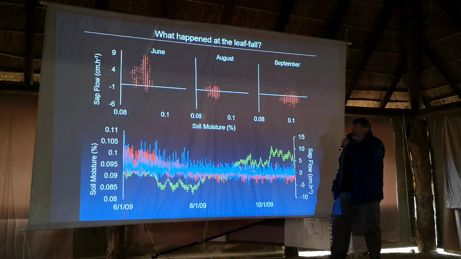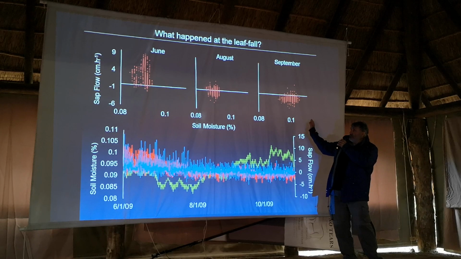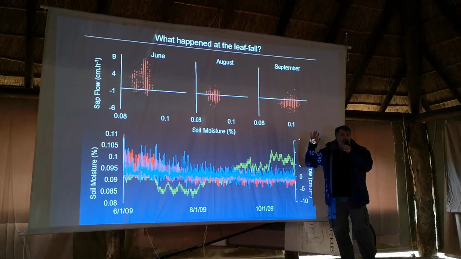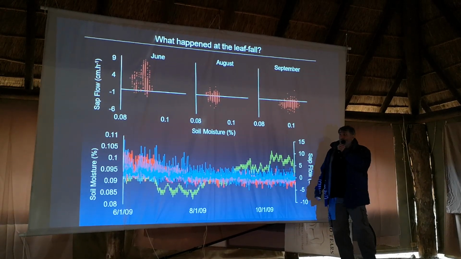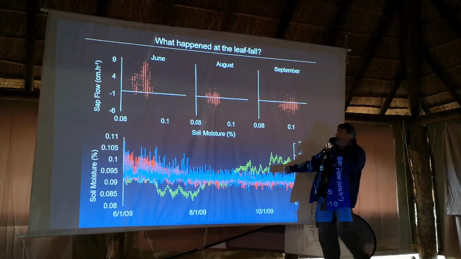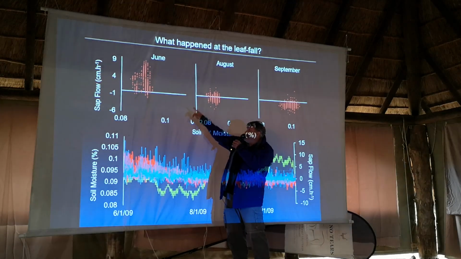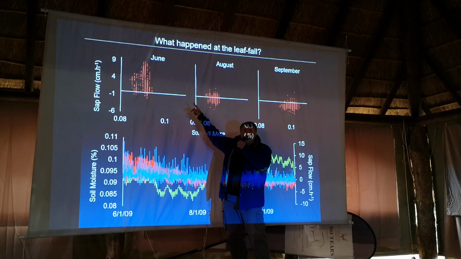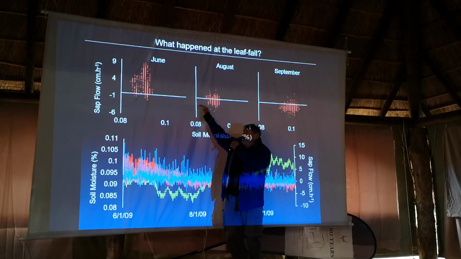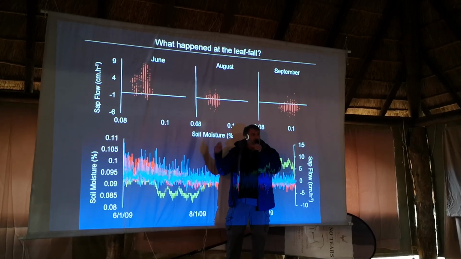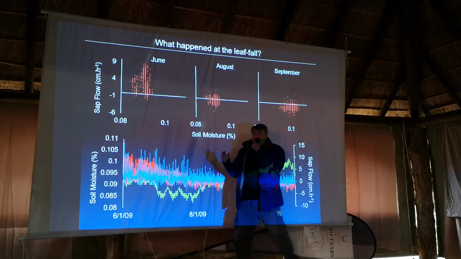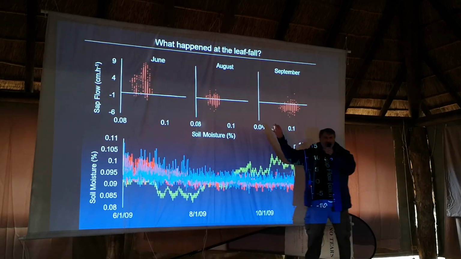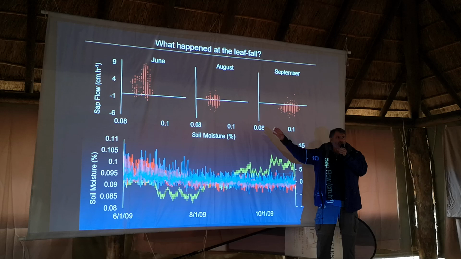And so now if I plot my soil moisture versus sap flow, and I'm looking specifically at the shallow roots, what does it look like? And this is what it looks like in June. You can see that the sap flow is generally above the line. That means that the trees are sucking water. In August, we're kind of on the line. That means it sucks water, but it drops water.